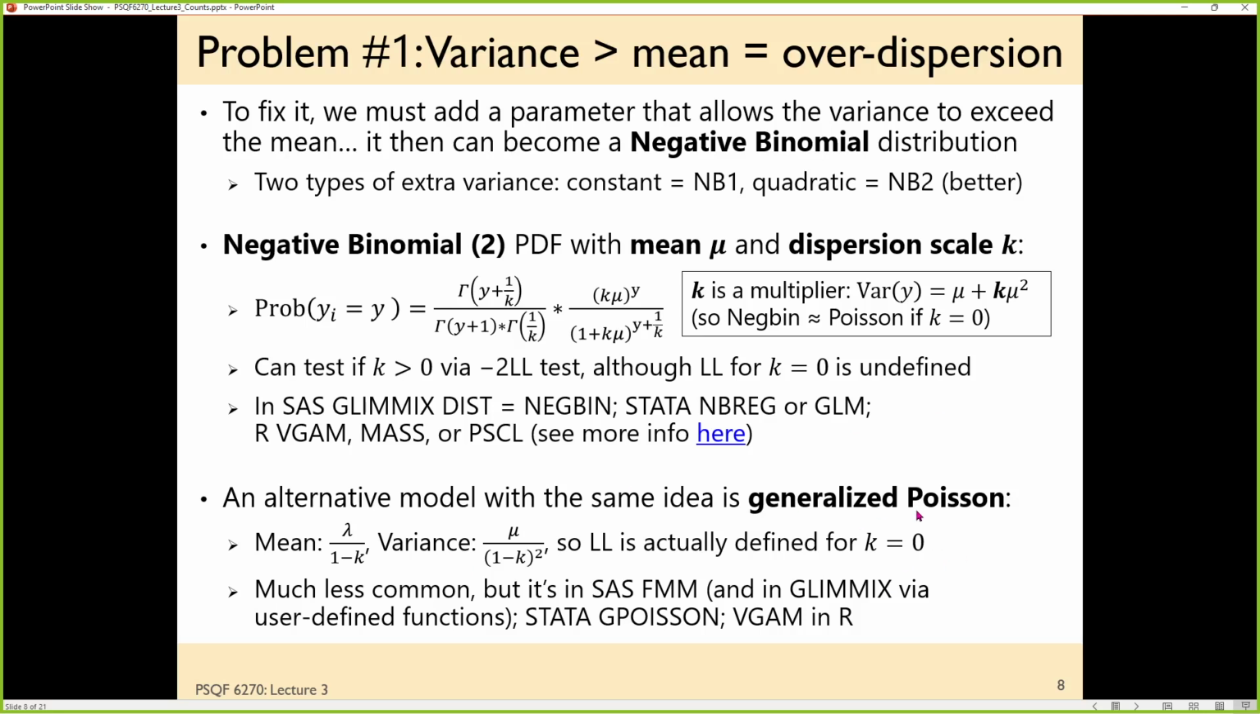And a generalized Poisson is something I've seen mentioned in a couple books. I've never seen it used, but it's out there as well. It's a different way of adding the stretchy factor. And it's better in some sense, but nobody seems to care.